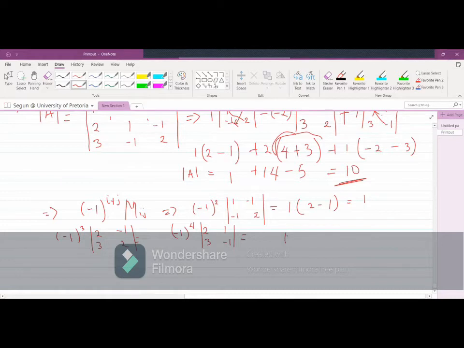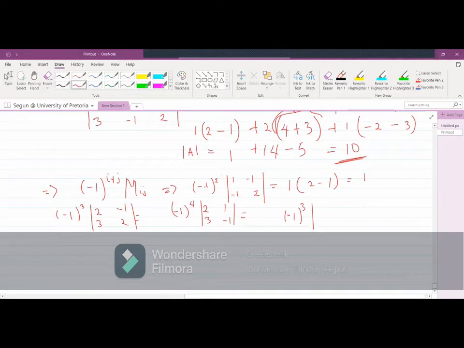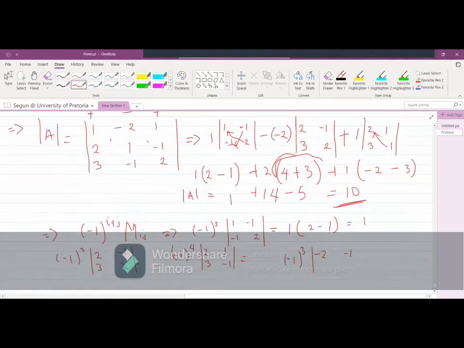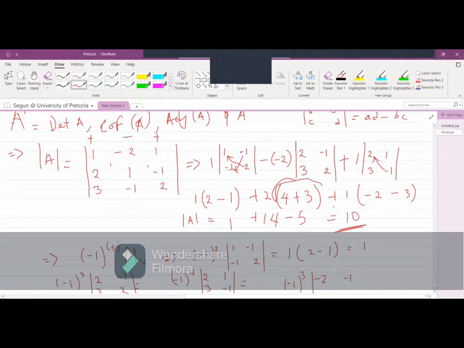So A21 will be minus 2, 1, minus 2, minus 1. Minus 2, 1, minus 1, 2. Is it minus 1 again?